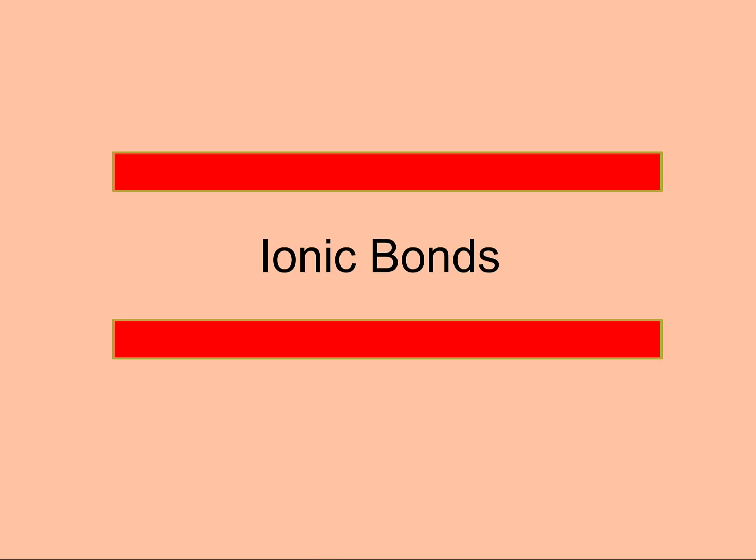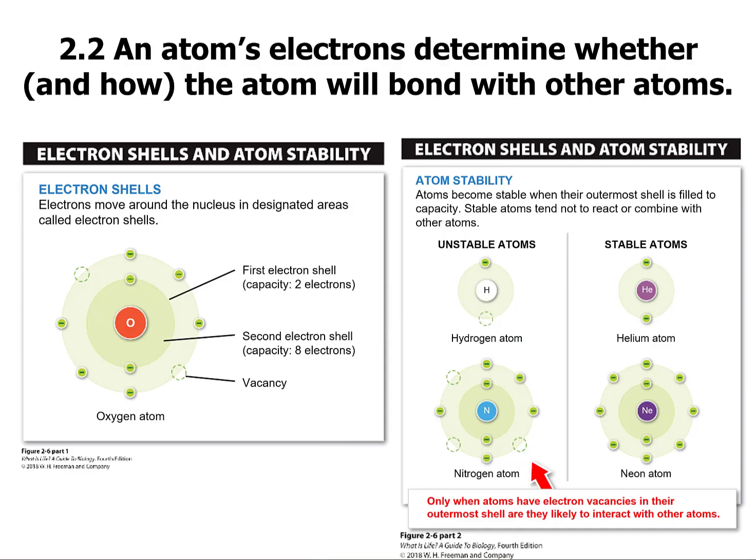So now, a second type of bond. We just talked about covalent, or cohabitation, or sharing type. Here's ionic. These are ions. So in ionic bonds, atoms' electrons determine whether or how the atoms will bond with each other. Electron shells and stability: remember, the valence and vacancy, same sort of term if you think of it that way.